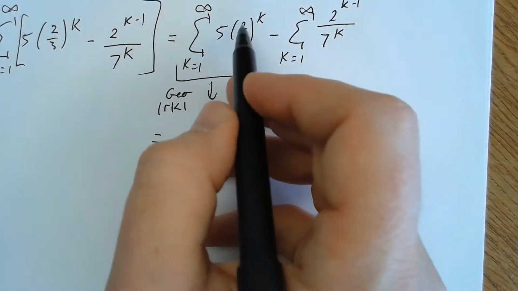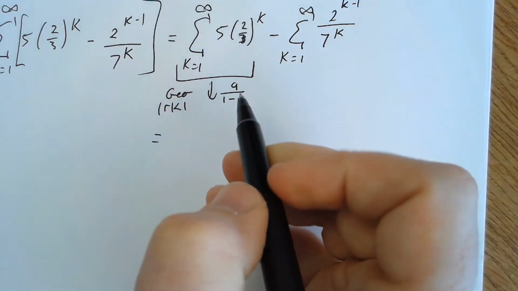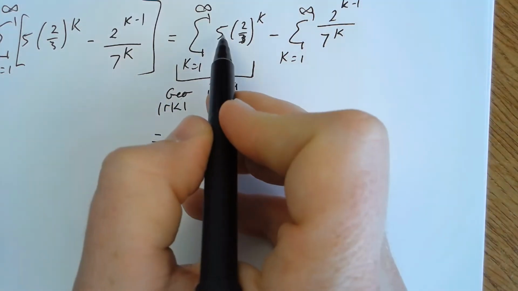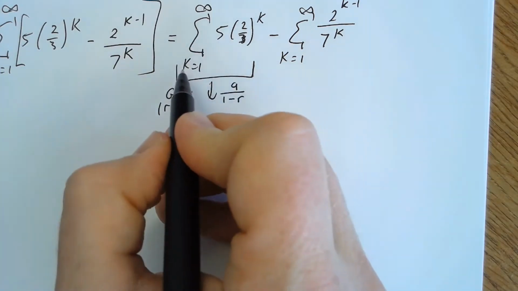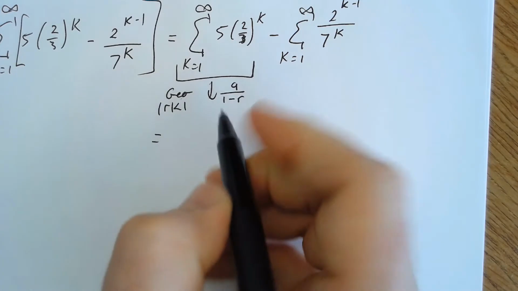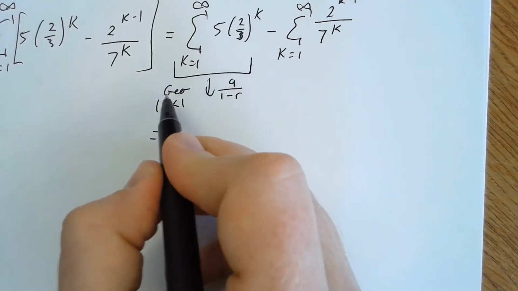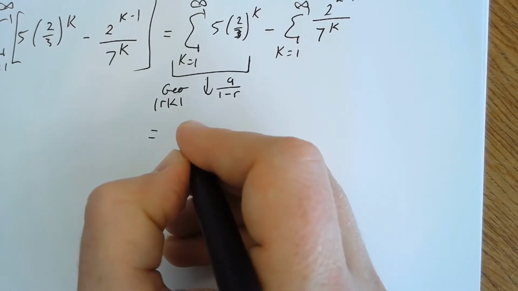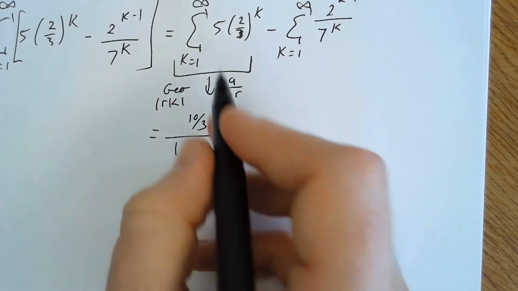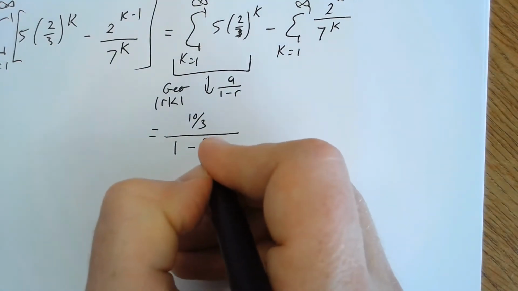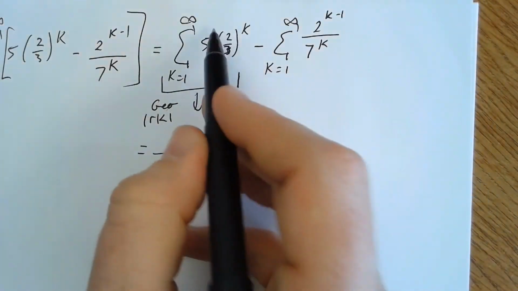Now, let's recall what it converges to. I know that it's going to converge to a over 1 minus r. More importantly, the a value is not this 5 necessarily, it's what happens when I plug in my first term value. So when I plug in k equals 1, that's going to be my a. So I know that this term right here is a convergent series because it's a geometric series with r less than 1, and it's going to converge to 10/3 divided by 1 minus my r value, 2/3. So this I can simplify, but I know for a fact this thing is convergent, and it's convergent to this value.